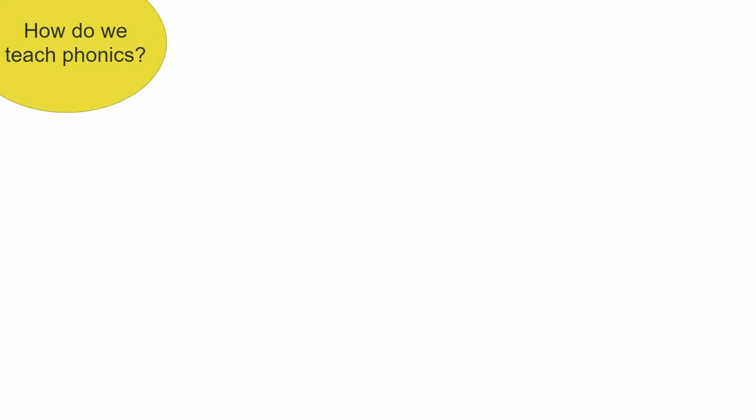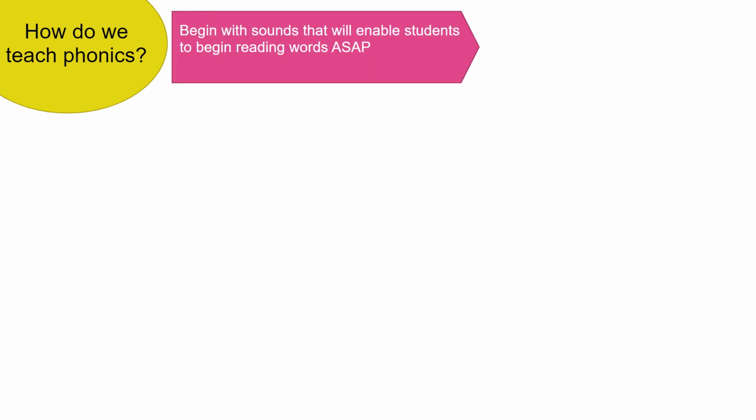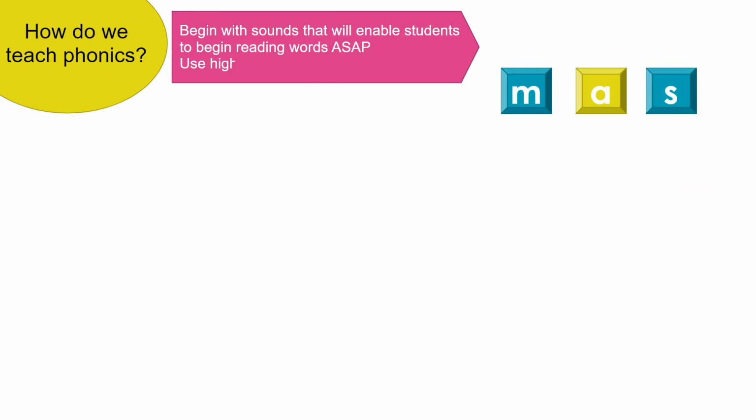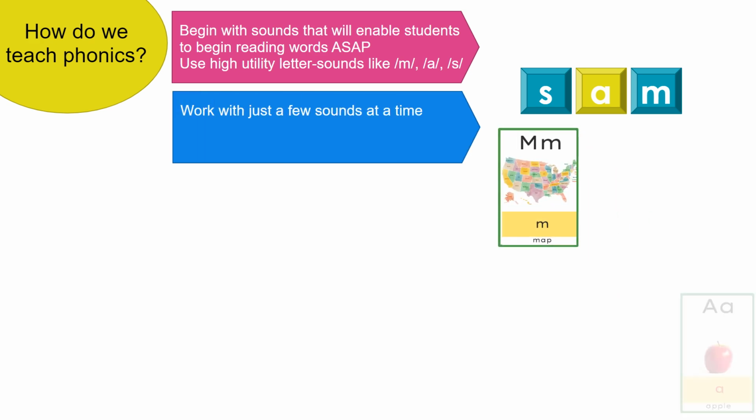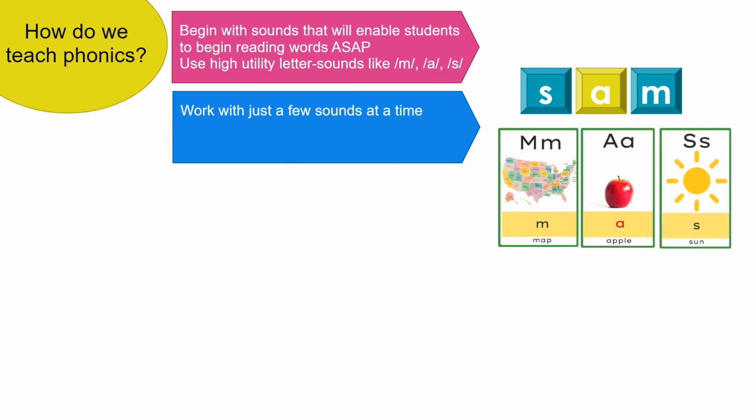So, how do we teach phonics? While there isn't a specific agreed-upon instructional sequence for introducing letter-sound relationships, it's good to begin with sounds that will enable students to begin reading words as quickly as possible. Start with letter sounds of high utility, such as /a/ and /s/, so students can begin working with words as soon as possible. Work with just a few sounds at a time by teaching each letter of the alphabet and its most common corresponding sound.